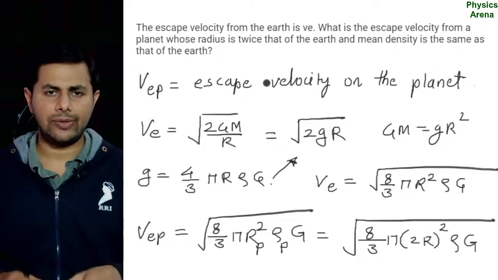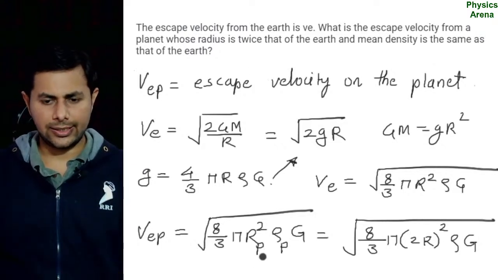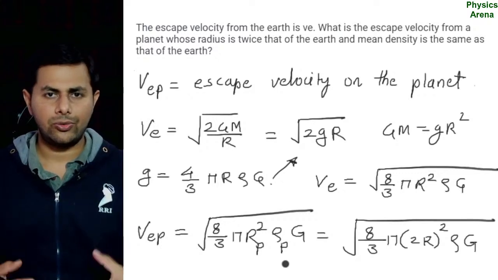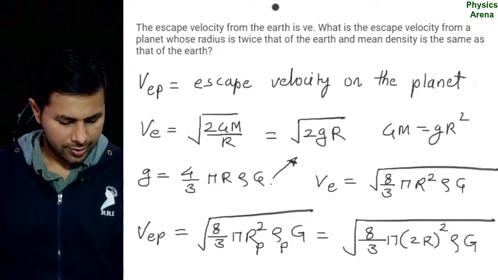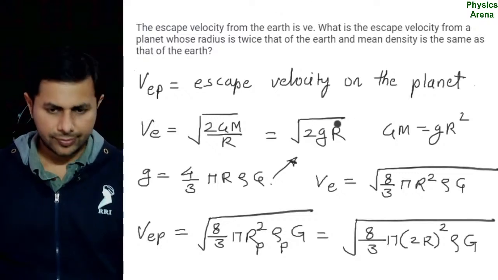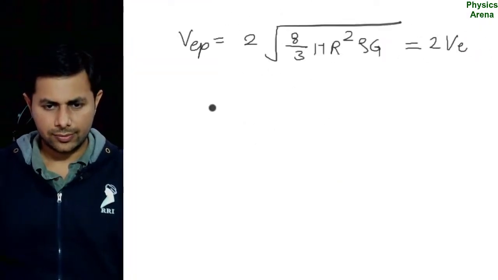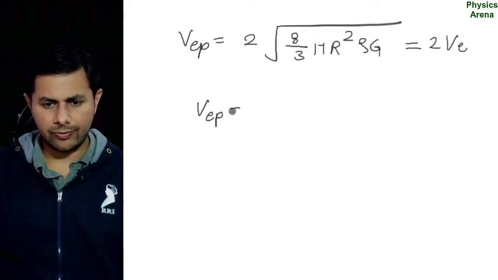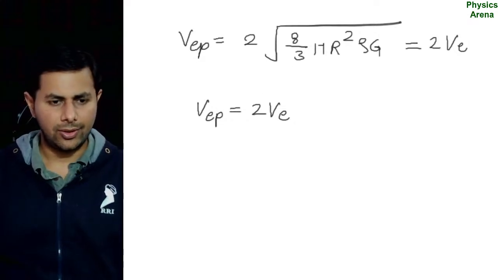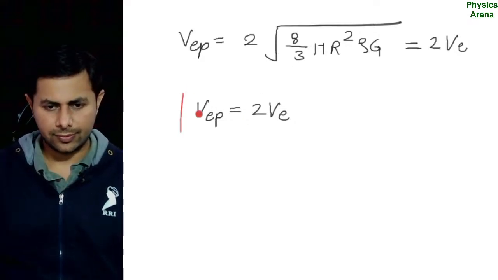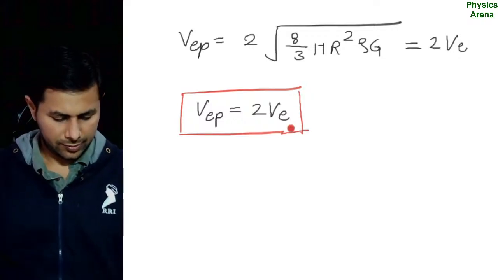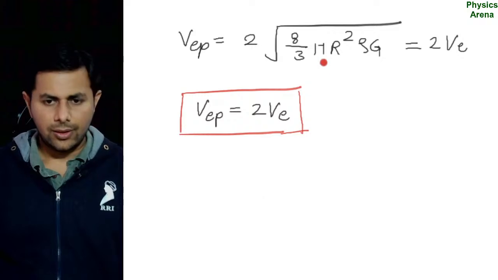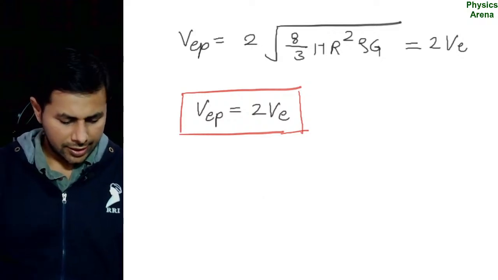All right, so escape velocity on Earth is VE, and escape velocity for that planet will be what? 2 times VE. Okay, so is it clear? So the velocity of escape on the planet is 2 times the velocity of escape on Earth. All right, so is it clear?